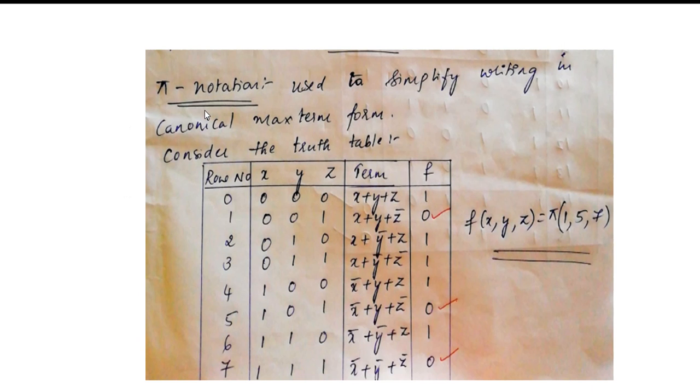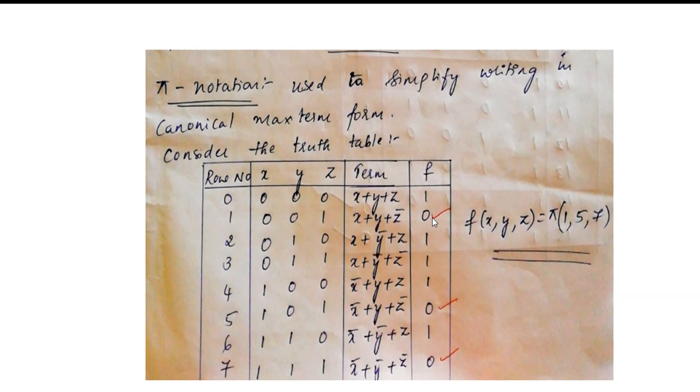Now, pi notation. It simplifies writing in the canonical max form. So pi notation you need to write. Pi notation, same thing: only logical 0 outputs you need to consider. This is also POS, canonical POS expression only. After writing that, next you need to convert it from binary equivalent to decimal equivalent. Okay, that is the difference.